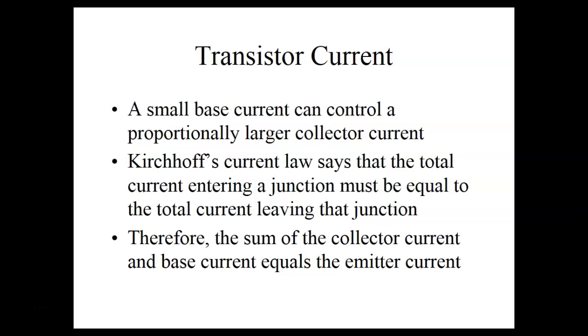Kirchhoff's current law says that the total current entering a junction must be equal to the total current leaving that junction. Therefore, the sum of the collector current and base current will equal the emitter current. So you notice on the video, of course, I put a resistor right there. We had a battery, so we'll look at the NPN, and we have a 5-volt battery.